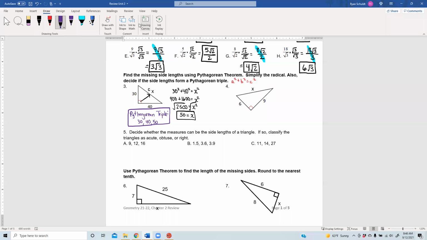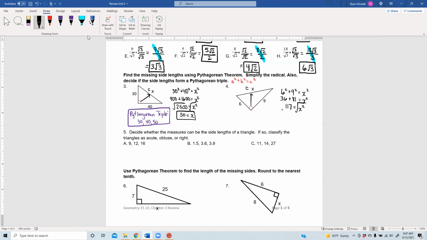Okay, number 4. Again, remember, label your C. There's a C. So X squared is going to be by itself. 6 squared plus 9 squared equals x squared. 6 squared is 36. 9 squared is 81. Together, that's going to give me 117 equals x squared.